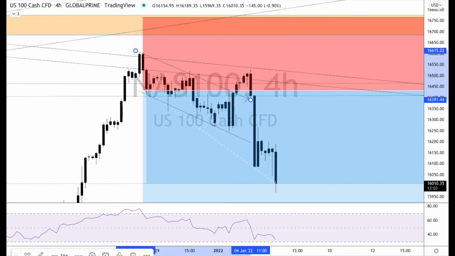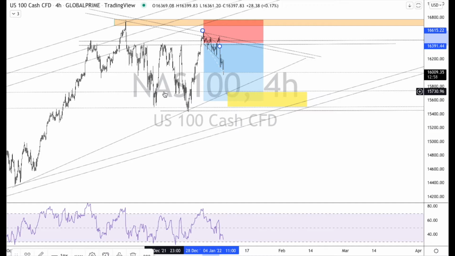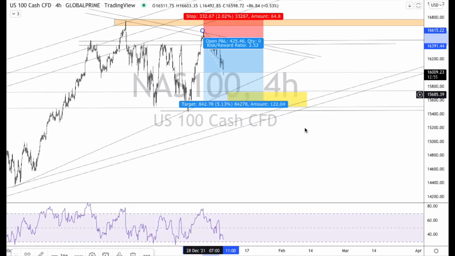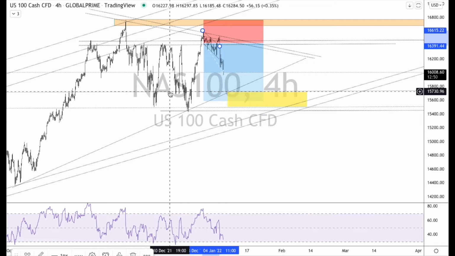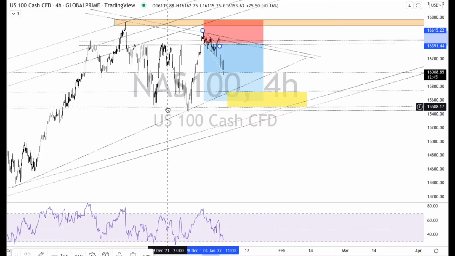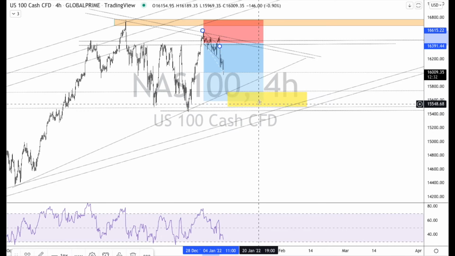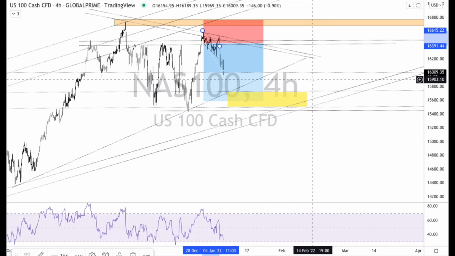I believe at this point it's going to head down to the zone that we're after, which is anywhere between 1573 to 1550, or it could even go possibly lower down to 1544. This is what I'm thinking, this is what I'm hoping for, and this is where I plan to jump into the markets and hopefully catch some pips on the upside.